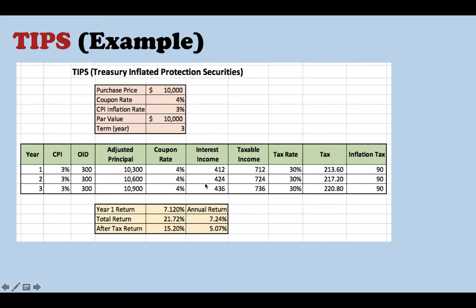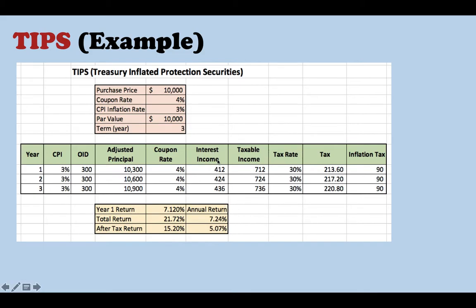So how about your interest income? Well, your coupon rate, which is your interest rate, is 4%, constantly for the 3 years. The first year, your interest income is equal to the 4% times the adjusted principal. So you get $412. The second year, 4% times the adjusted principal, then you get $324. The same for the third year, $336.